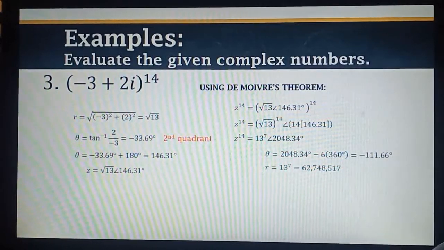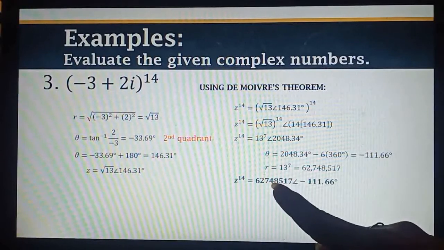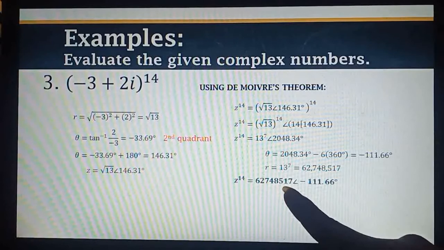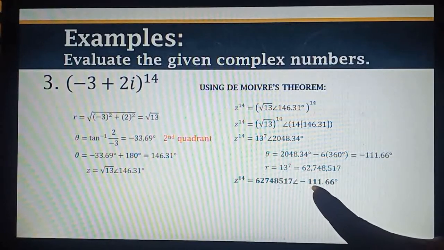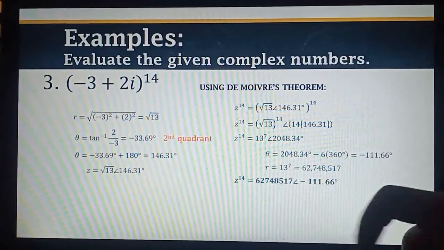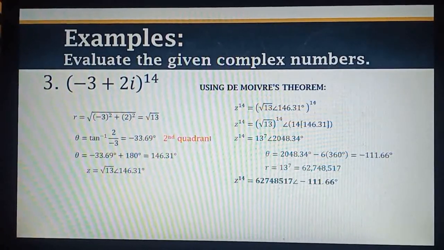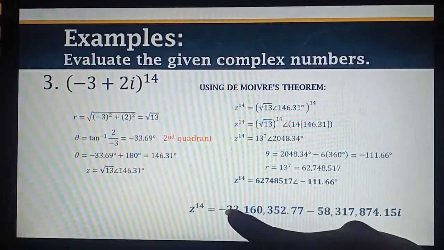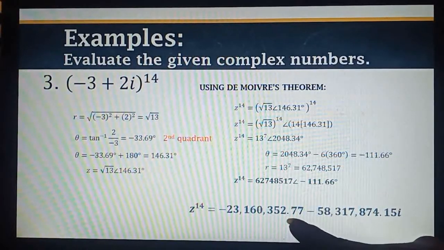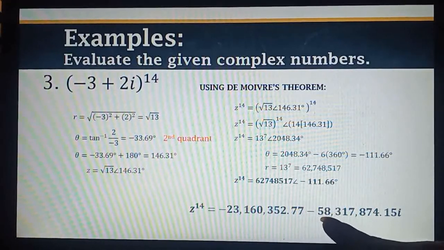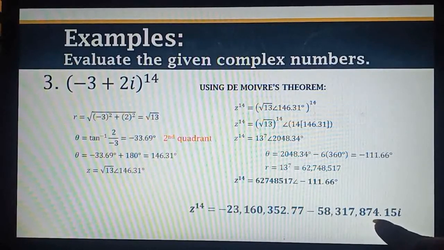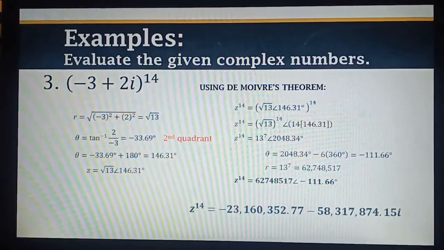62,748,517. So our z raised to 14 is equivalent to 62,748,517 at angle negative 111.66, wherein this is equivalent to rectangular form, that is negative 23,160,352.77 minus 58,317,874.15 i.